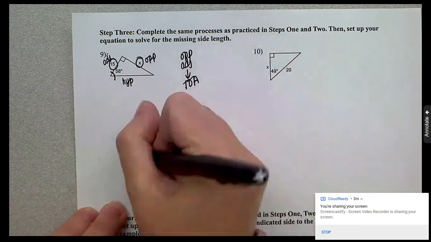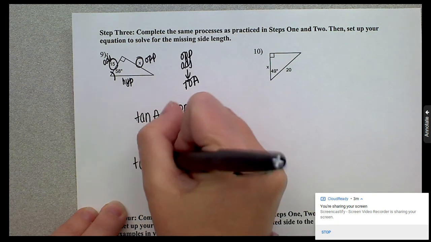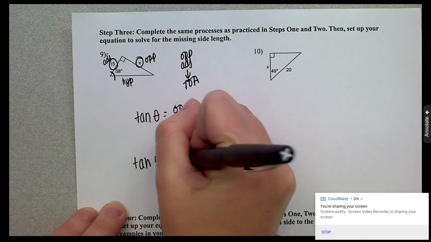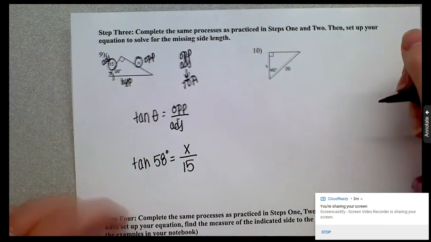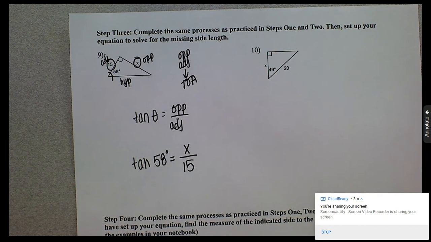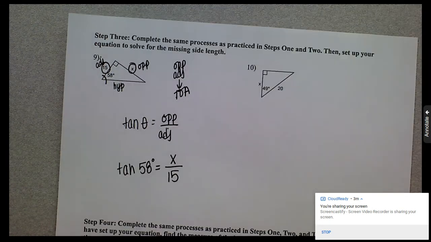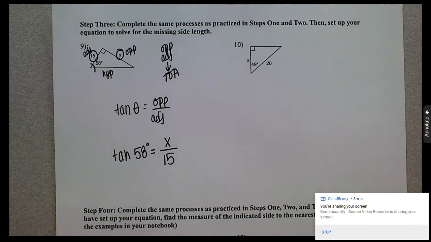So to set up, you would just do tangent of 58, because we know what theta is, equals opposite over adjacent. So you're just setting up your equation in that case. You don't really have to do anything from there. But that gets you into adding that step on. Once we have everything labeled, we know what trig function we're using. Then we can throw that in there.